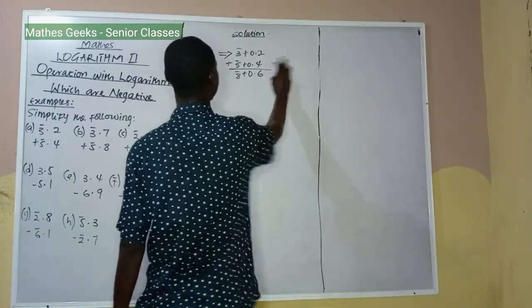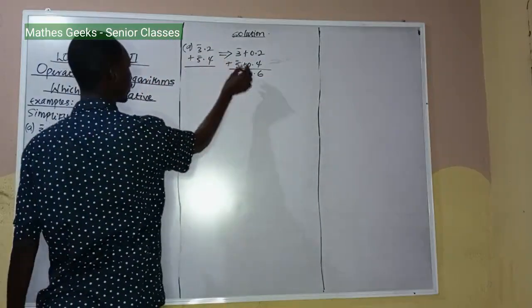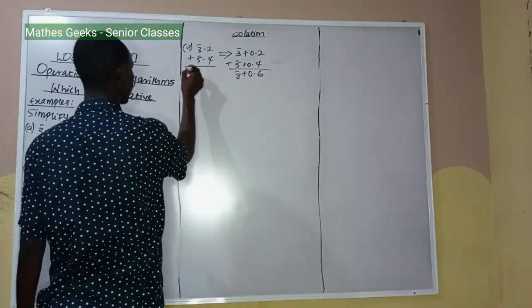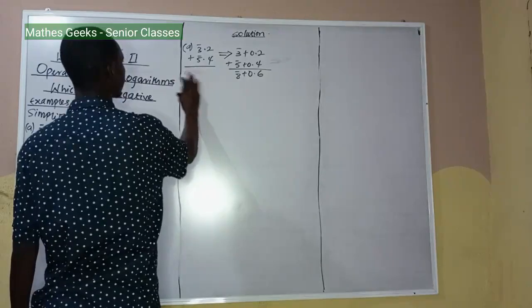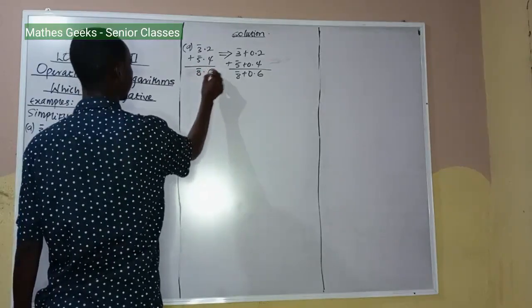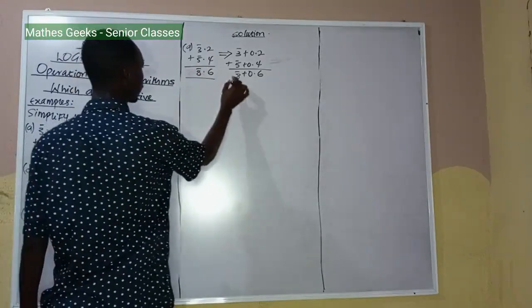Okay, so there's no point doing that here. So let's come here and say bar 8 plus 0 will give us bar 8.6. It was bar 8.6, the final answer.